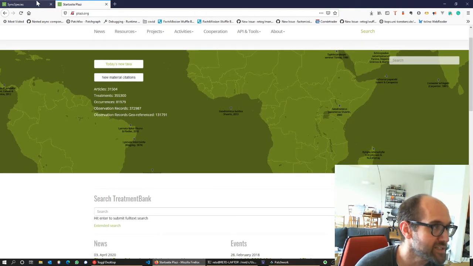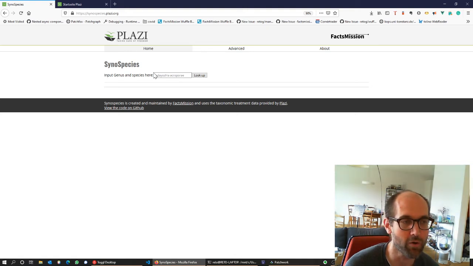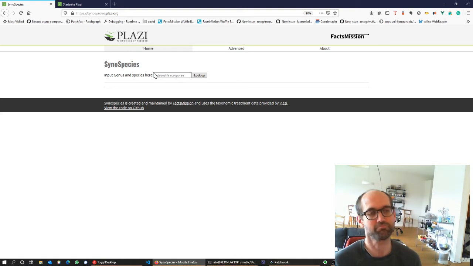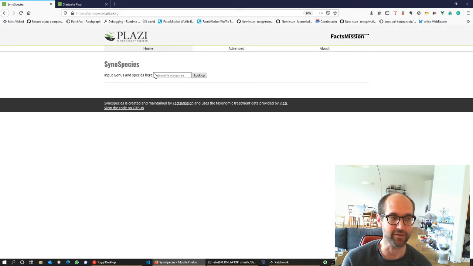So, what is Synospecies? Synospecies aggregates together all these RDF data from these treatments into one big store so that we can run queries against all of these data. So, to get an idea, within Plazi we have some RDF data for each and every one of these treatments, but we cannot get the whole picture. These treatments are downloadable one by one, but we cannot run a query over all of this data. Now, Synospecies allows exactly that.